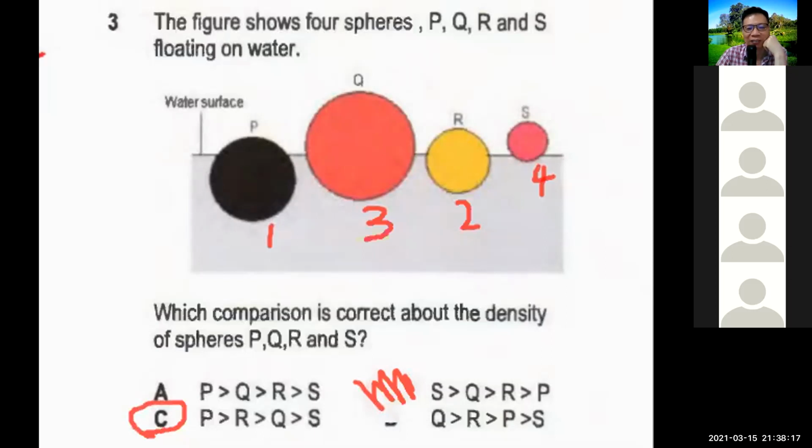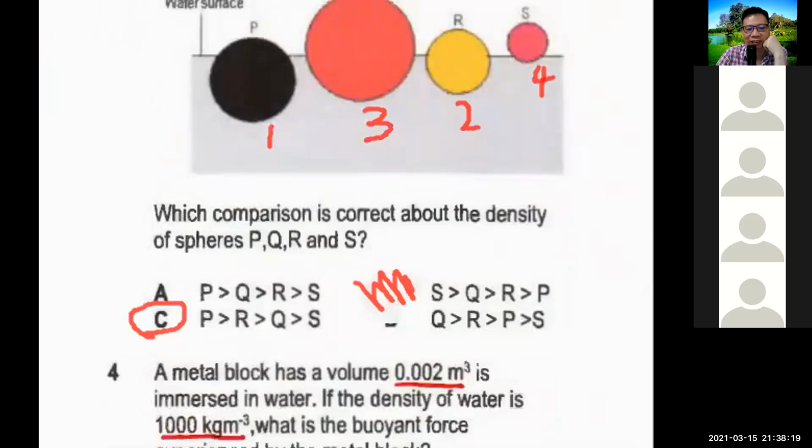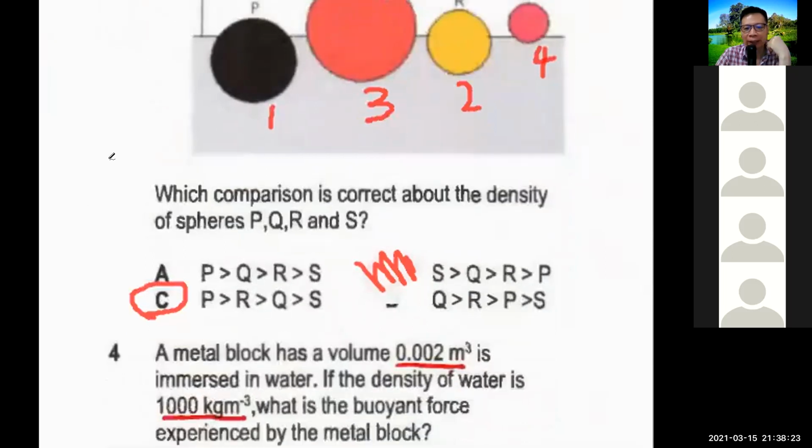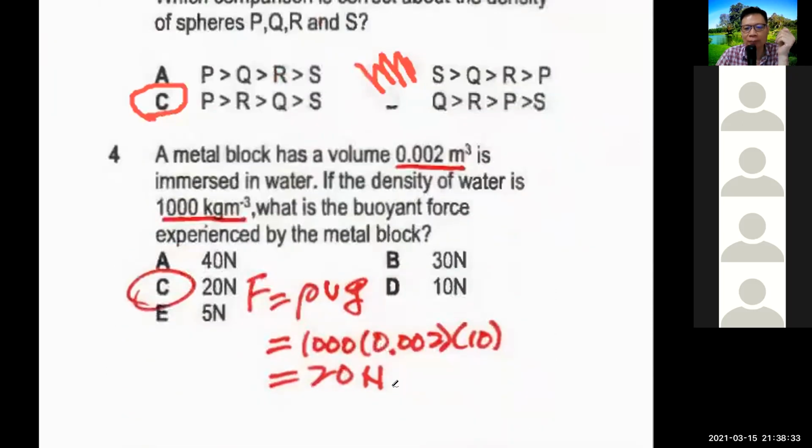Okay, number 4. Calculation. So what answer? Number 4. A metal block of volume 0.002 is immersed in the water. Density of water 1000. What is the buoyant force? Direct calculation only. Rho Vg. Rho is 1000, then volume, then gravity. So you get 20 Newton. Okay. Number 5.